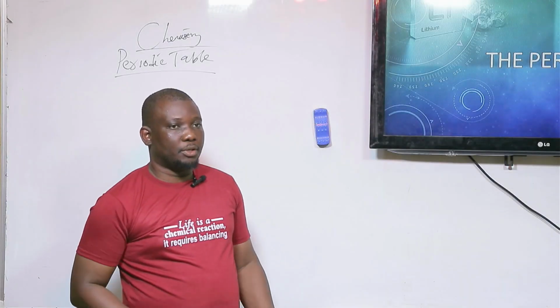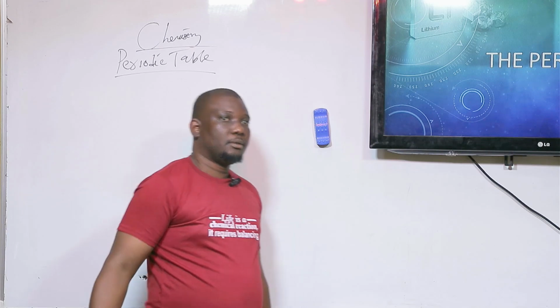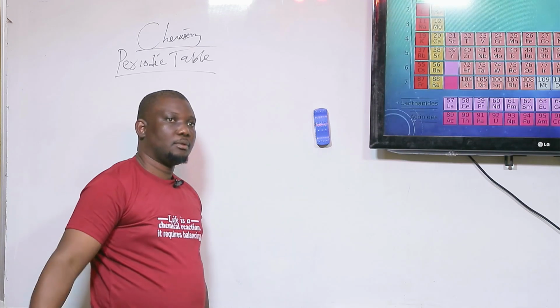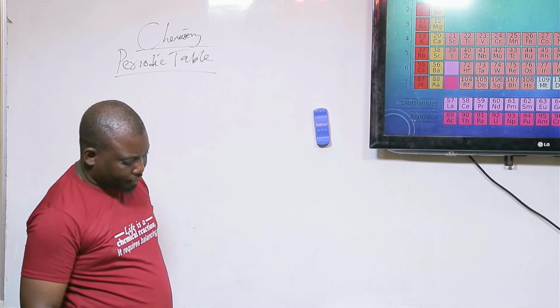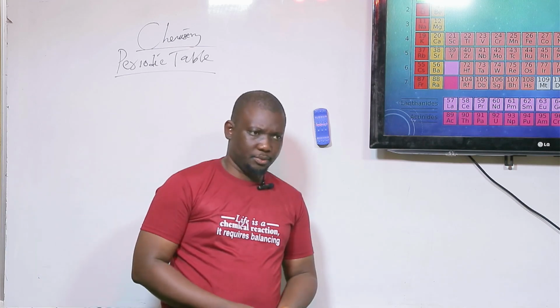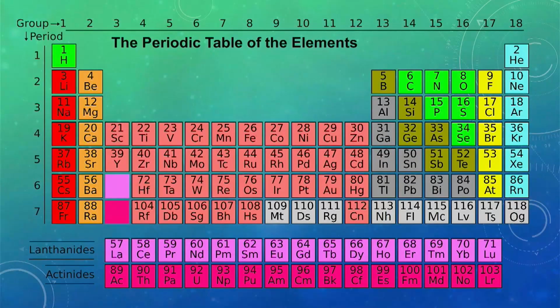Let's look at the periodic table quickly. Okay, now there are two things here. What would I say, rows and columns? Because I can't see rows. But a row is different from a column.